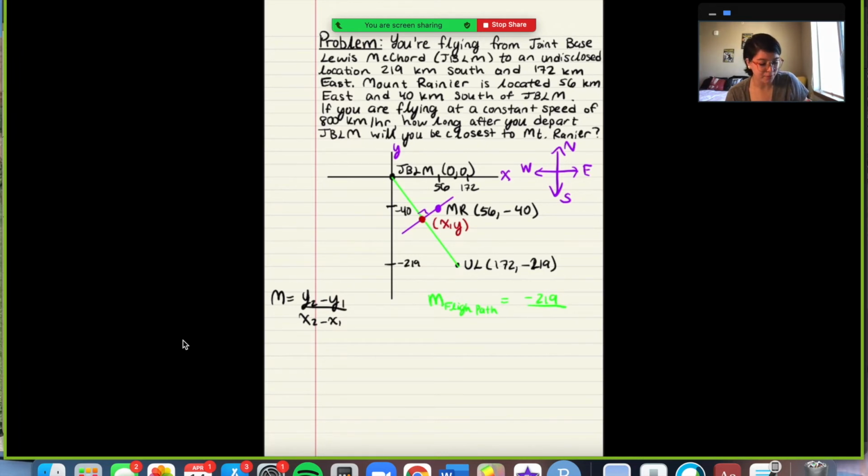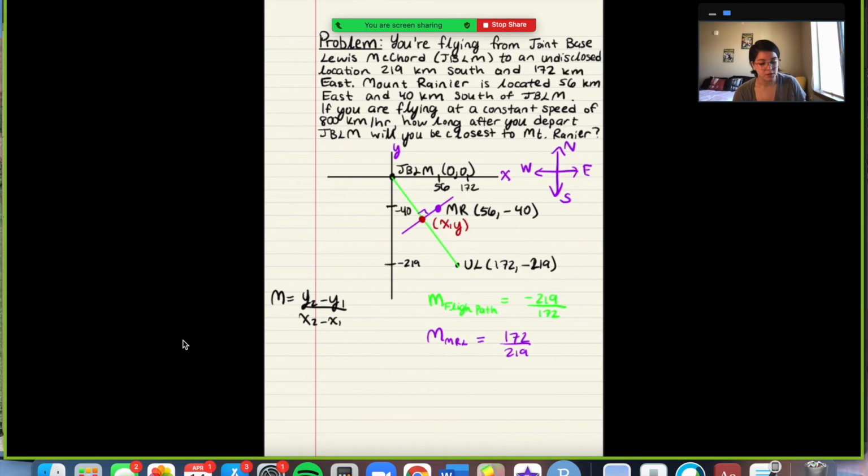And it'll be the same for our x change. Since we're going from 0 to 172, the change will just be 172. So that's our slope for the flight path. Now, if we want to find the slope for the purple line, we just flip it and make it negative because it's the opposite reciprocal. So we'll call this the Mount Rainier line. It's going to be 172 over 219.